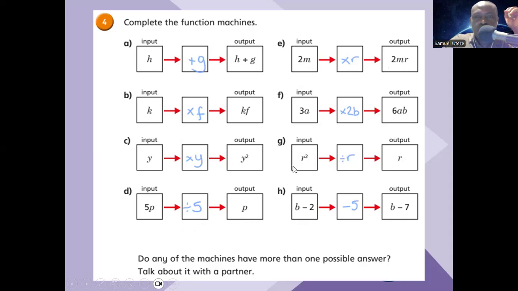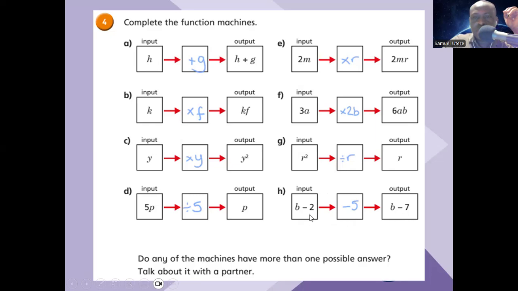This one, r squared, now you have r. Okay, so it means you divided by r. All right, remember r squared means r times r. So if you're having r, it means you must have divided by r. And then here you have b minus 2. But now you have b minus 7.